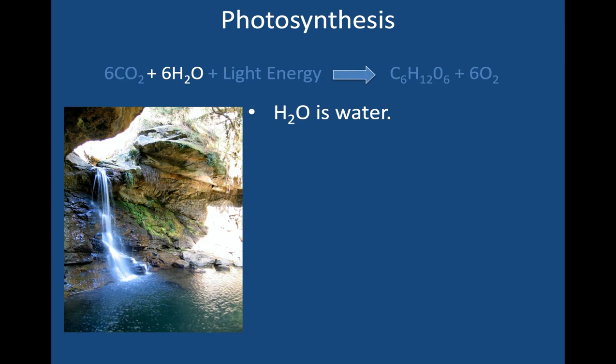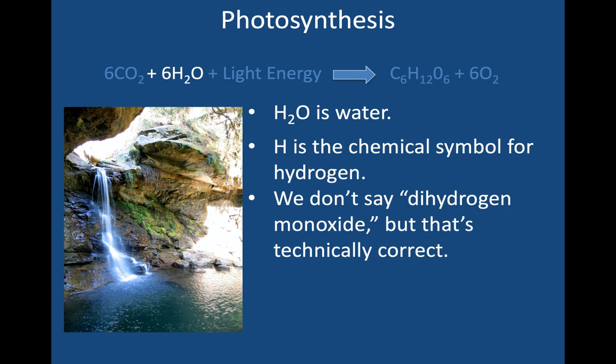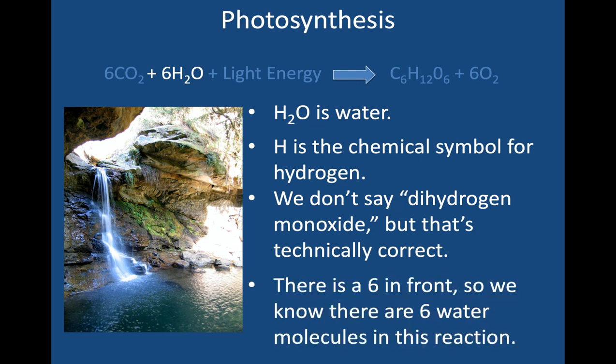Next, take a look at the second part. H2O is water. H is the chemical symbol for hydrogen. O is the chemical symbol for oxygen. So we have 2 hydrogen atoms and 1 oxygen atom in each molecule of water. It would technically be correct for us to say dihydrogen monoxide, because monoxide would mean only 1 oxygen. That's technically correct, but we don't say it that way. When we have that 6 in front of that H2O, that tells us that there are 6 water molecules within this reaction.